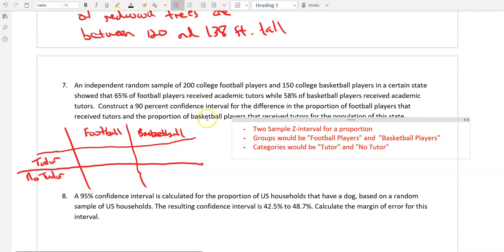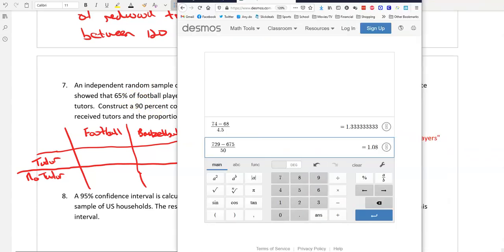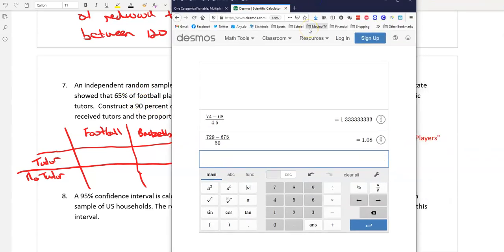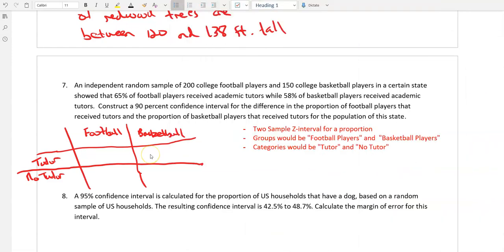65% of them receive academic tutors. So what is 65% of 200? So do 0.65 times 200. You get 130. So 130 receive tutors, which means how many do not have a tutor? So no tutor is 200 minus 130, which is 70.